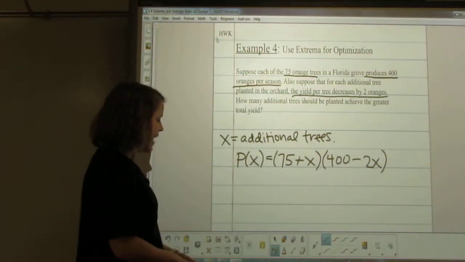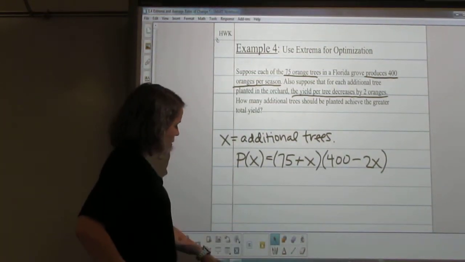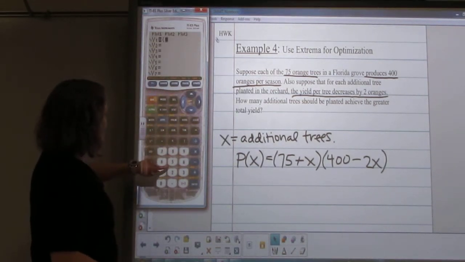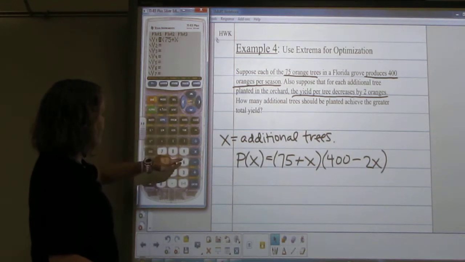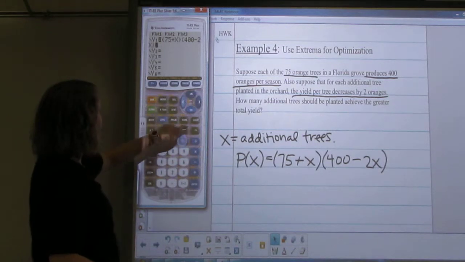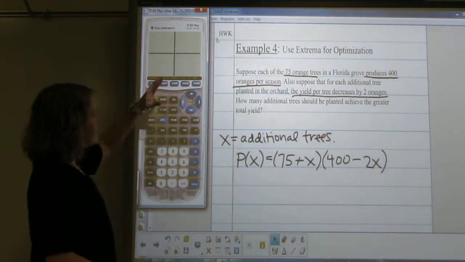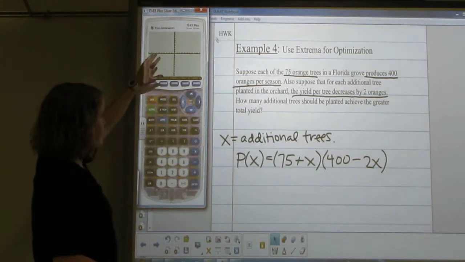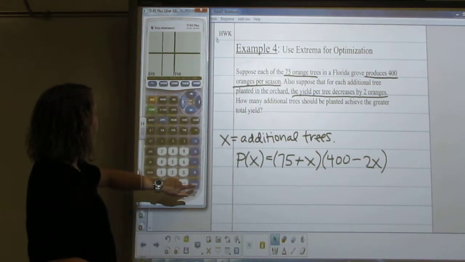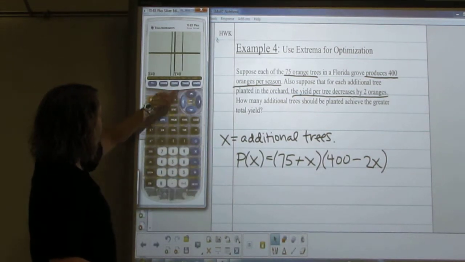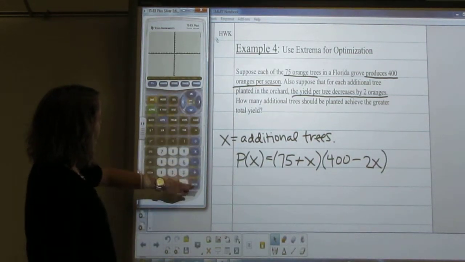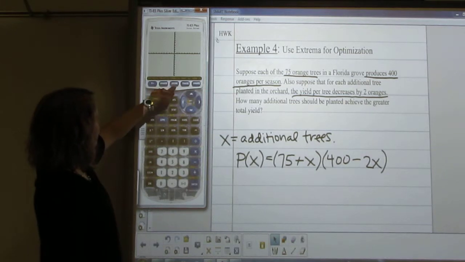So now you don't even have to FOIL this out. We can just go straight to our calculator and plug this in, and we would get 75 plus x times 400 minus 2x, and graph it. And if your screen looks like this, it's because you need to zoom way out. So maybe zoom to fit. Okay. We got zoom.